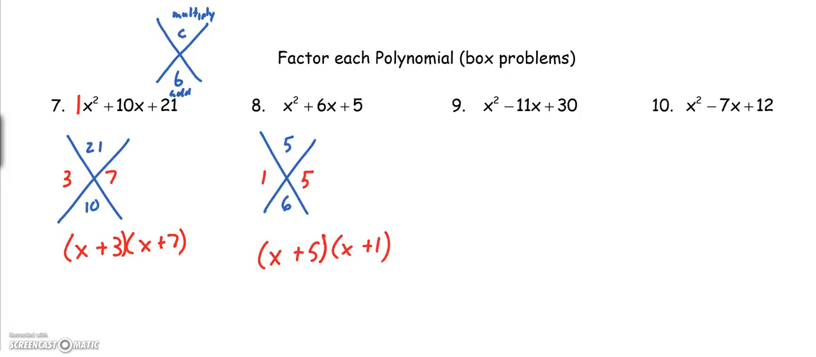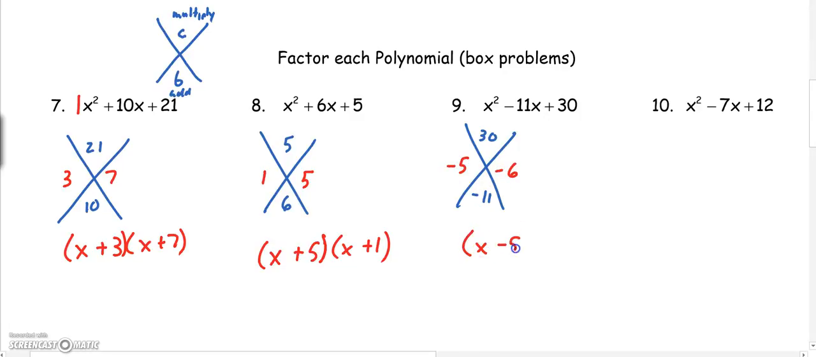Number 9. We need numbers that multiply to 30 and add to negative 11. Now, because we're adding to a negative number here, we have to think of numbers that are both negative so that they multiply to a positive but add to a negative. So in this case, those numbers would be negative 5 and negative 6. So we'd have x minus 5 and x minus 6.